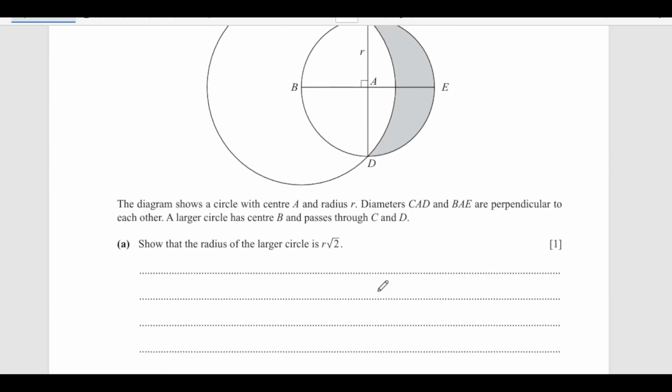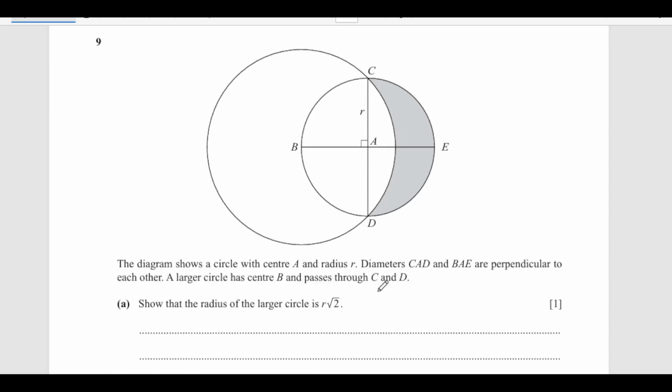Now, let us move to next question number 9. This question, the diagram shows a circle with center A and radius r. Okay. So, we have this circle here with center A and diameter CAD. So, this is the diameter CAD. If you look here, we have two circles, the big one and the smaller one. So, the diameter of the smaller circle is CAD, okay, and BAE are perpendicular to each other, they are at 90 degrees. The larger circle has center B, passes through C and D. So, this is the center of the larger one.